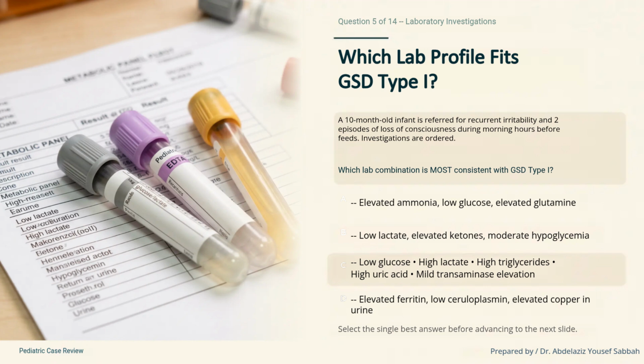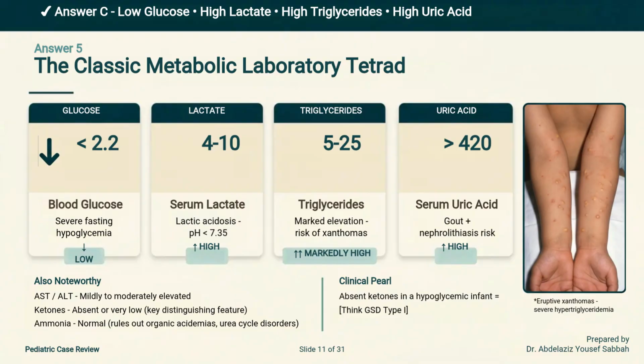Option A, elevated ammonia, low glucose, and elevated glutamine. Option B, low lactate, elevated ketones, and moderate hypoglycemia. Option C, low glucose, high lactate, high triglycerides, high uric acid, and mild transaminase elevation. Option D, elevated ferritin, low ceruloplasmin, and elevated copper in urine. The correct answer is option C, low glucose, high lactate, high triglycerides, high uric acid, and mild transaminase elevation.